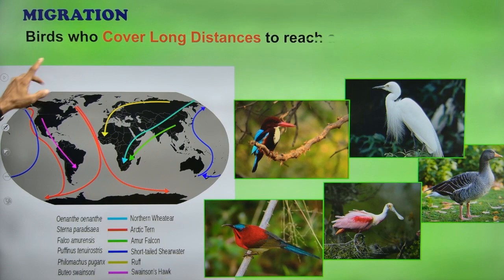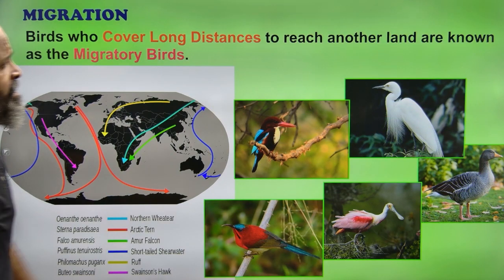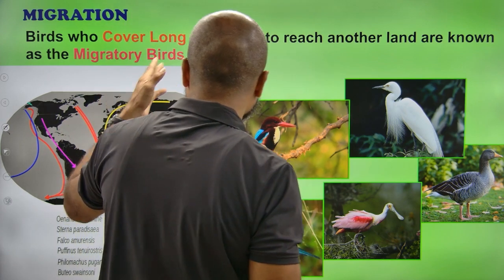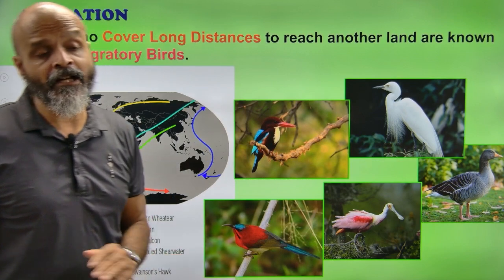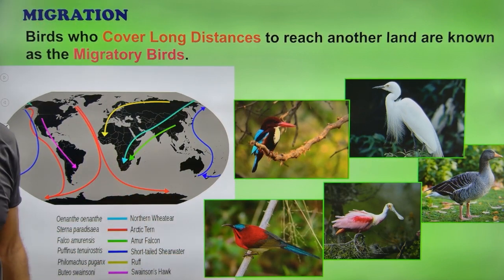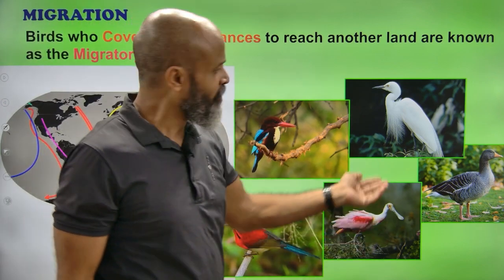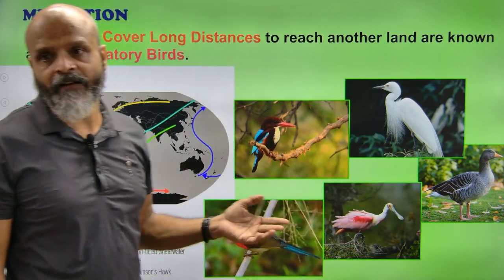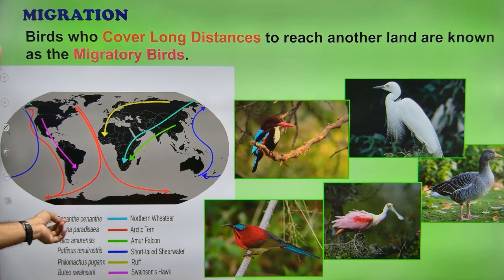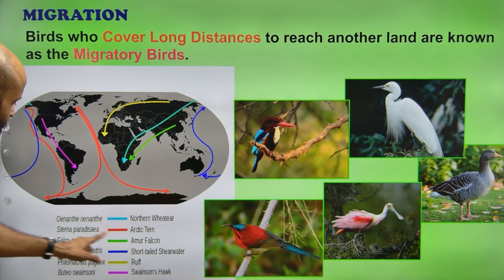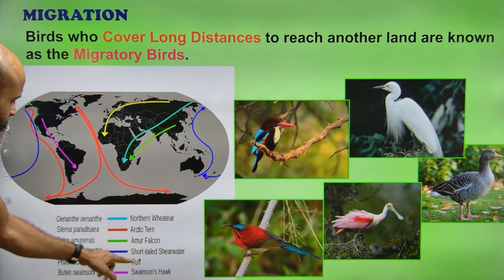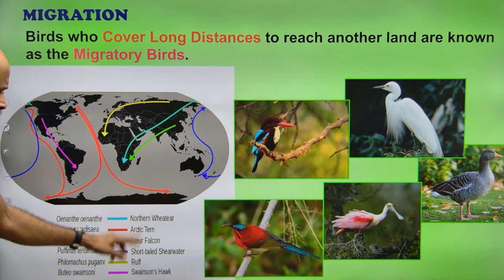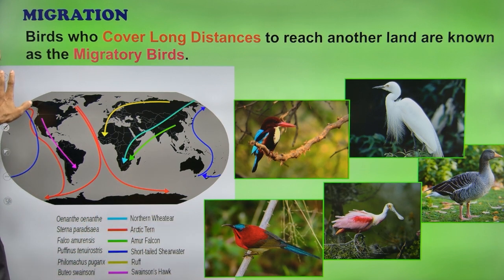Okay, so birds who cover long distances to reach another land are known as migratory birds. So these are basically migratory birds and they cover huge distances, very long distances, to reach a different land for survival. In order to survive, they have to reach a different land. Okay, so all these are basically different transitions, different types of birds. These are basically their biological names. So these keep on going from one place to another.